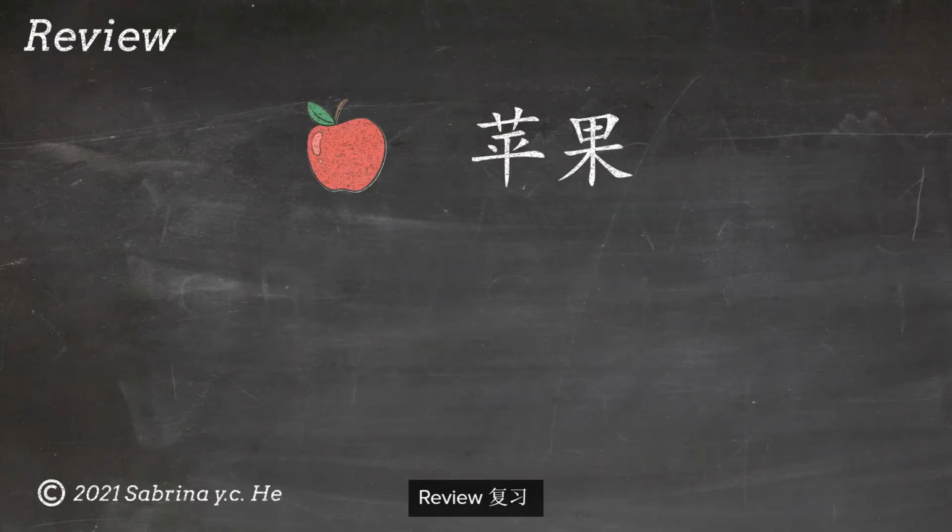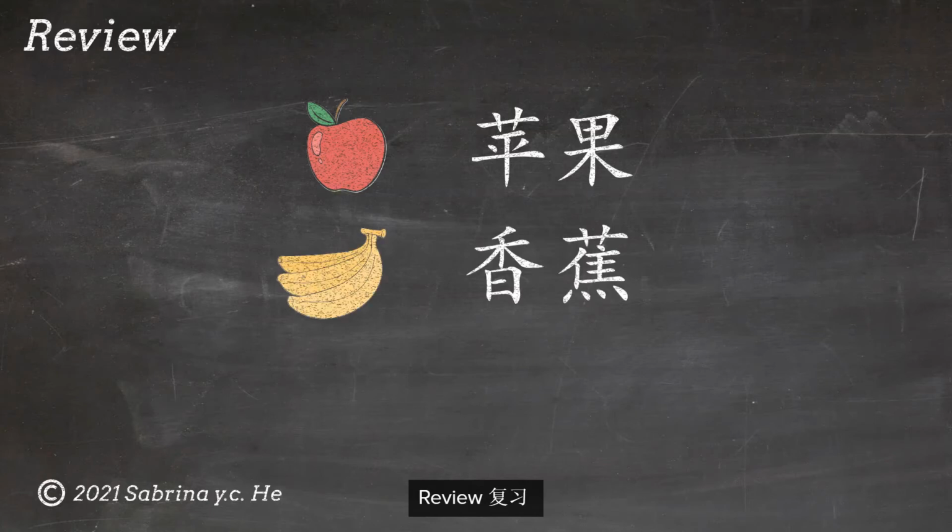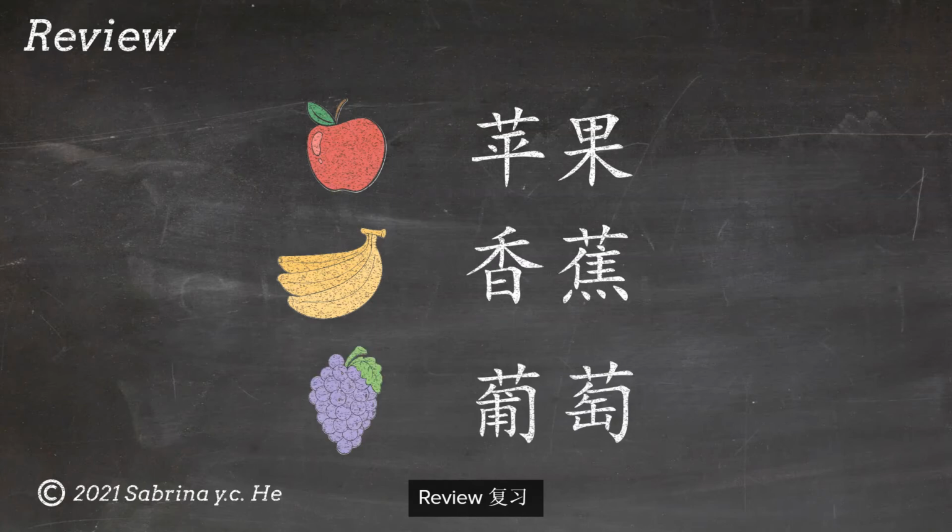Let's review what we have learned so far. Apple or apples? 苹果 苹果. Banana or bananas? 香蕉 香蕉. Grape or grapes? 葡萄 葡萄.